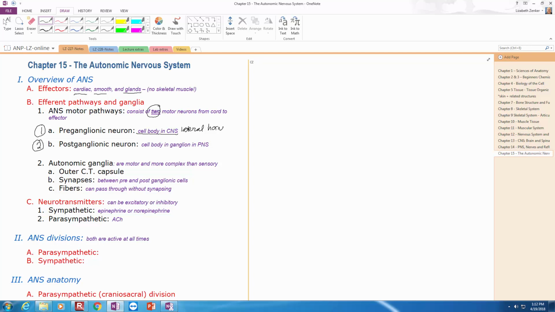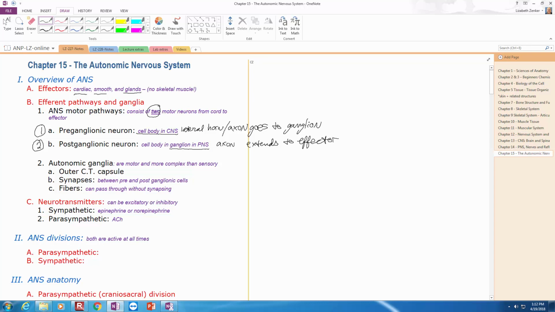So let's see, what else do I need to tell you? We talked about the synapsing or not. Awesome. So preganglionic, we're going to write cell body in the CNS. The axon goes to a ganglion. Okay, the postganglionic neuron, the cell body is in the ganglion, and because it's outside of the spinal cord, it means it's PNS, right? Peripheral nervous system. Okay? So that's why it's saying PNS there. Its axon extends to the effector.